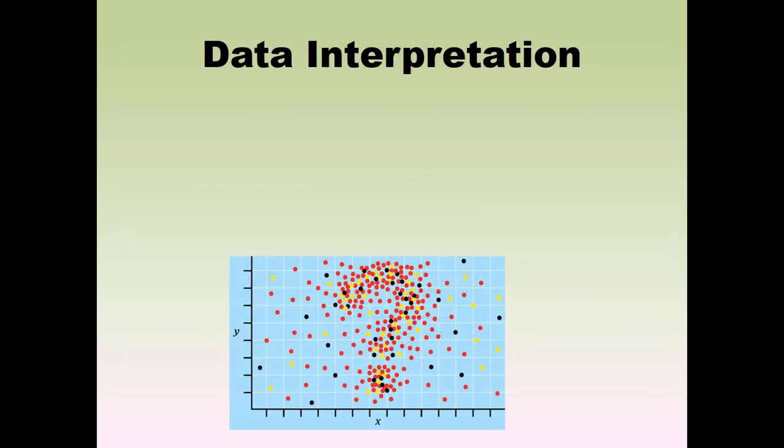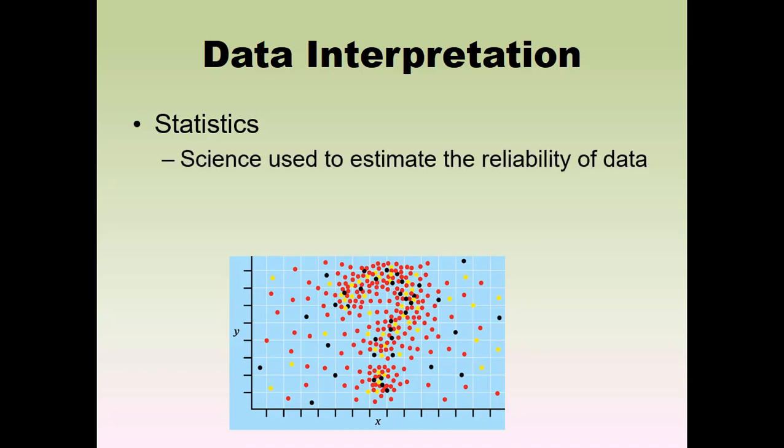Now, when we talk about interpretation, not just by looking at it on a graph, we typically carry out a process called statistics. And statistics is the science used to estimate the reliability of our data. So just by looking at our data, we can't necessarily infer whether that's good data or not reliable data. So we carry out statistics.